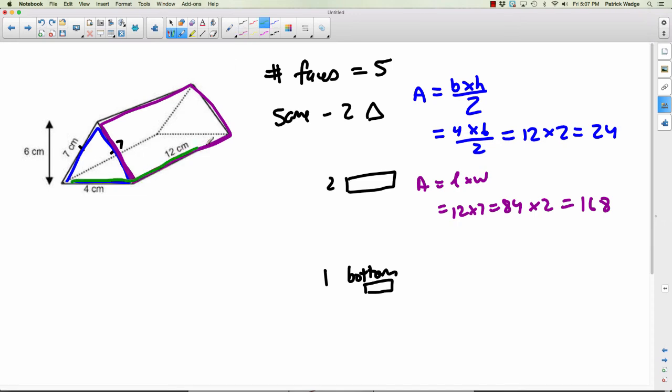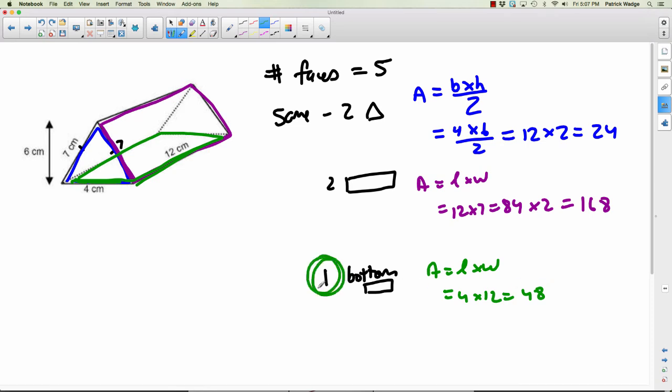And then finally we have the bottom. So this rectangle here, it's a rectangle, so it's going to be length times width. And what are the dimensions? 4 this way, 12 that way. So that equals 4 times 12, or 48. Multiply it by 2? Absolutely not.